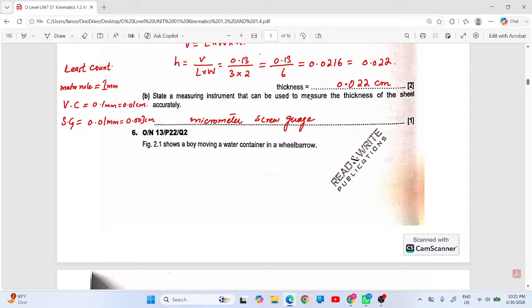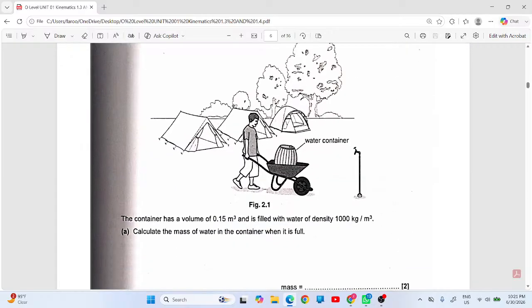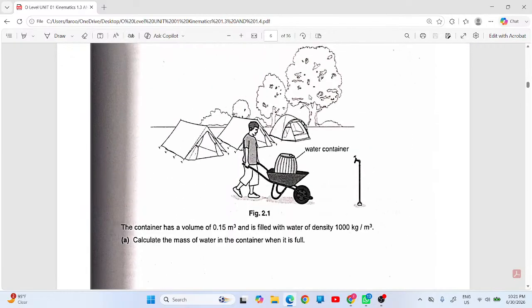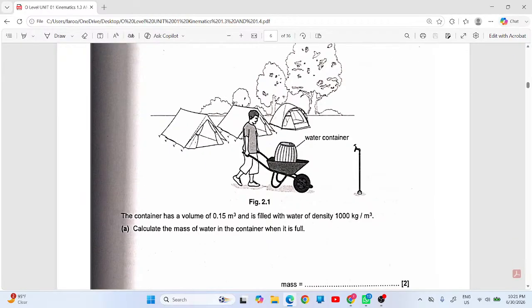Figure shows a boy moving a water container in a wheelbarrow. I will open the book. The container has a volume of 0.15 meter cube and is filled with water of density 1000. Calculate the mass of water in the container when it is full. So density is equal to m over v. Density 1000 multiplied by 0.15.